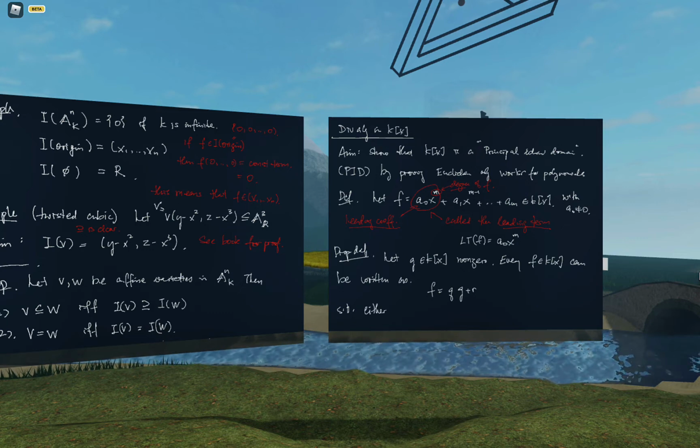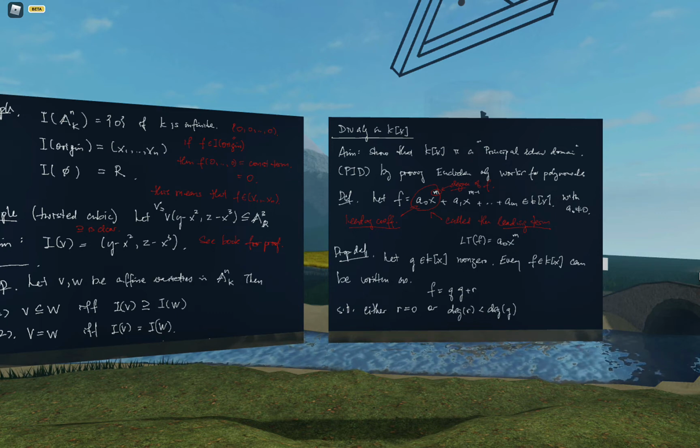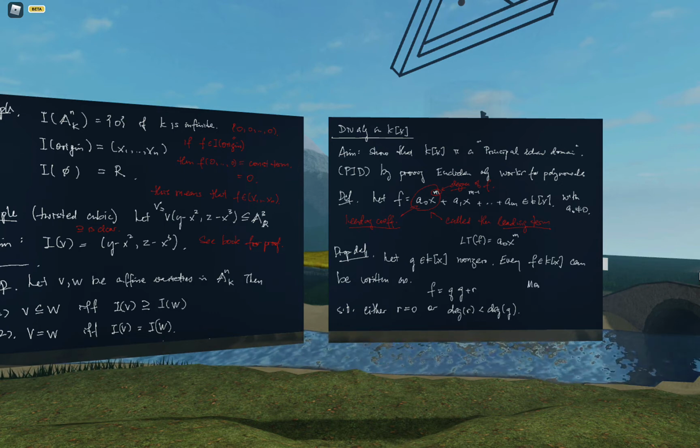Either you have no remainder, so f is just equal to qg and that's it, or the degree of r is less than the degree of g. Notice that the degree is not defined for the zero polynomial, so we have a separate case for that. Moreover, r and q are unique.